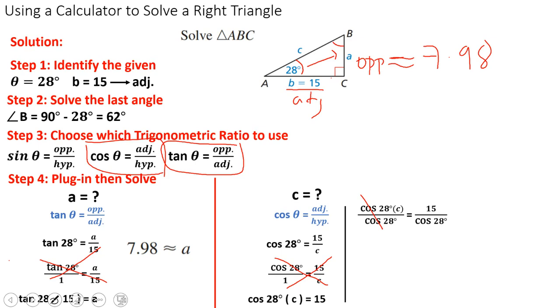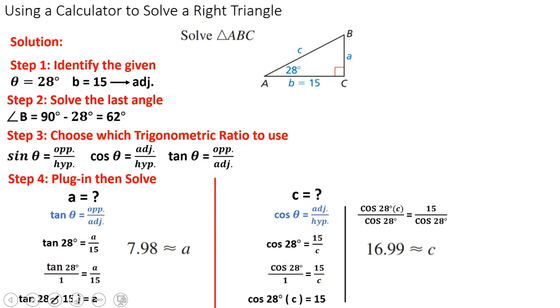So just plug that in your calculator. 15 divided by cosine 28 degrees will give you approximately 16.99. So our hypotenuse is approximately equal to 16.99. Therefore, the solution of our triangle ABC is B is equal to 62 degrees, A is approximately equal to 7.98, and C is approximately equal to 16.99.